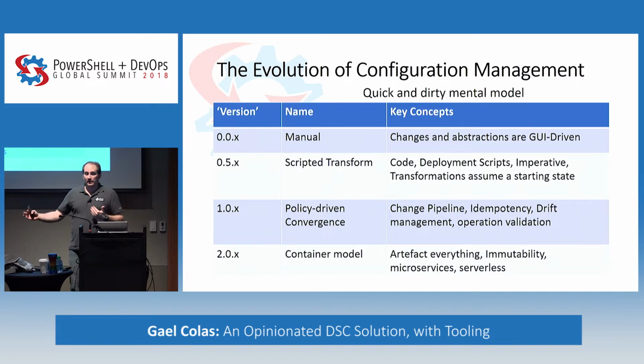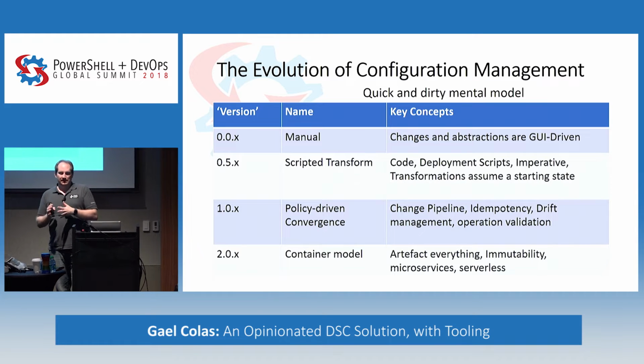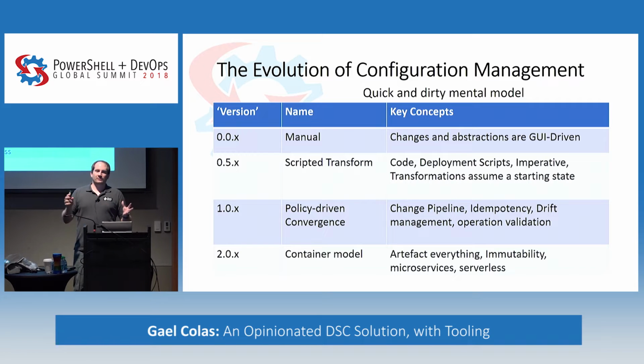And then if you go further, you have what I call the container model. And this is really about immutability. You create artifacts, and you run those artifacts, and you don't change the artifacts. If you need another one, just get rid of it, make the changes, and deploy the new one. This is really what you see in microservices architectures, serverless, artifact everything. And then you'd only orchestrate the different artifacts. So that's a good model.